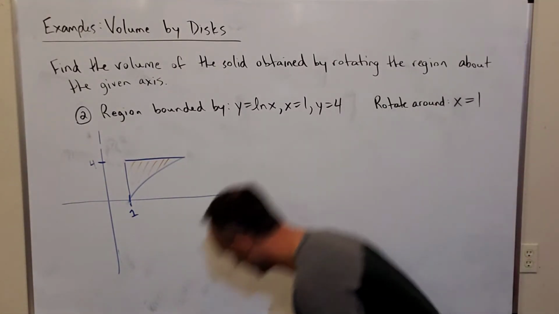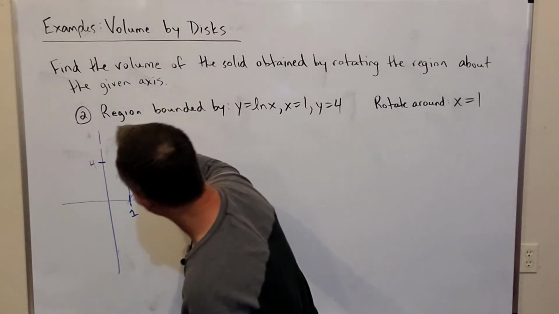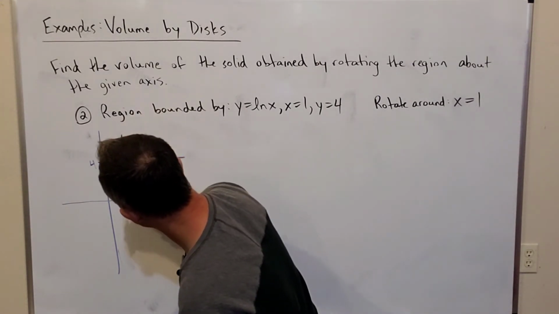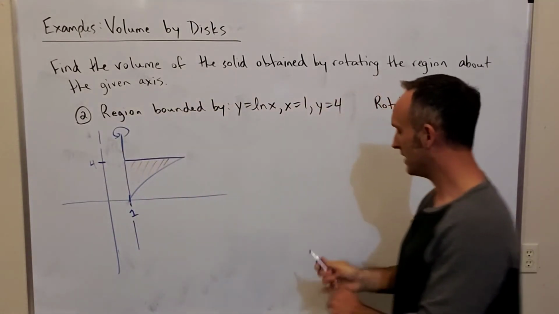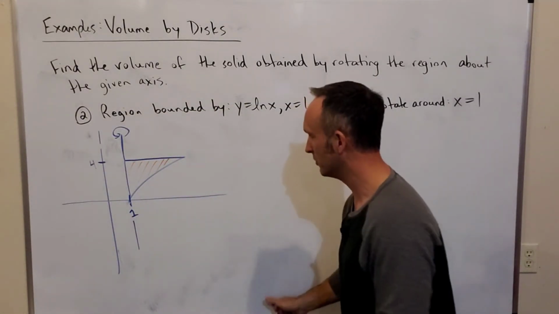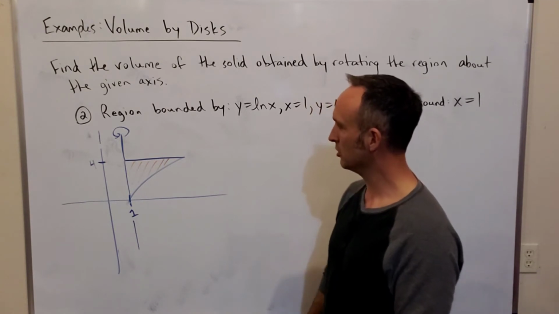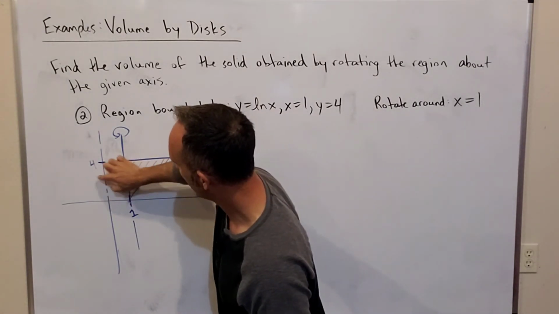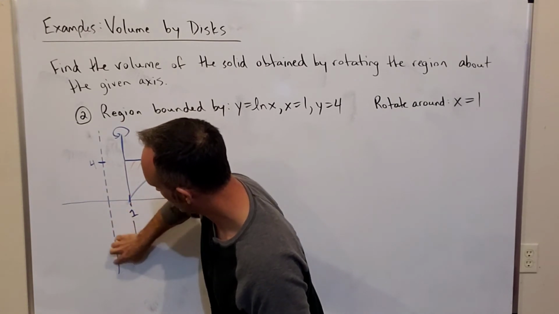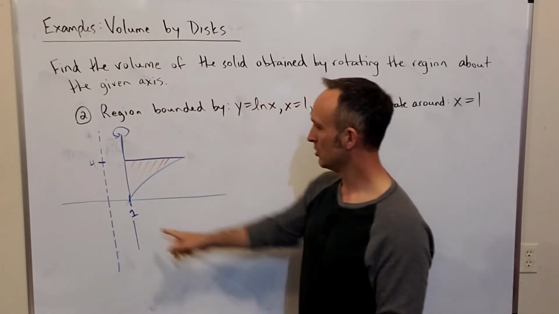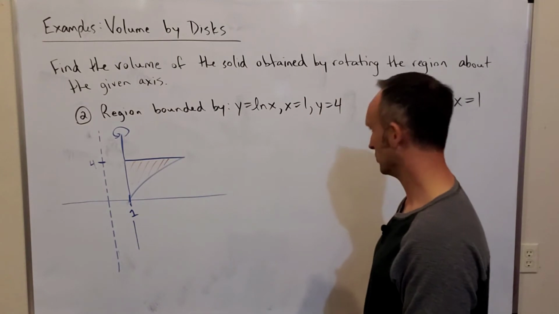So our axis of rotation here is this line. We're rotating around this guy. So now we have to be a little more careful. In fact, I'm going to make my y-axis a dashed line because it's not really terribly important anymore because we're not rotating around it. We're rotating around x equals 1.